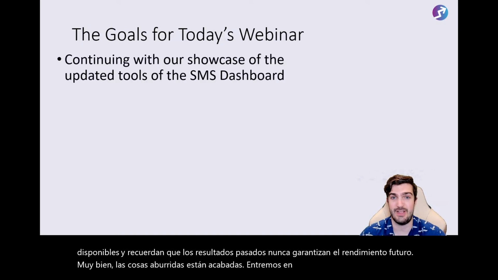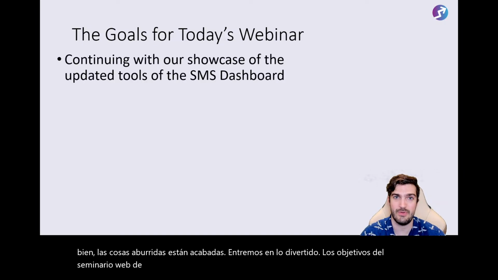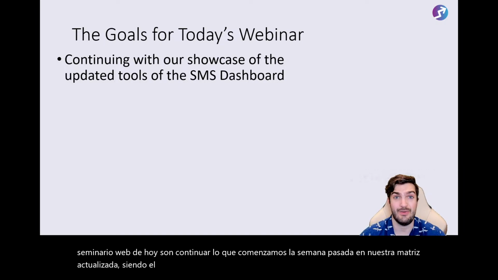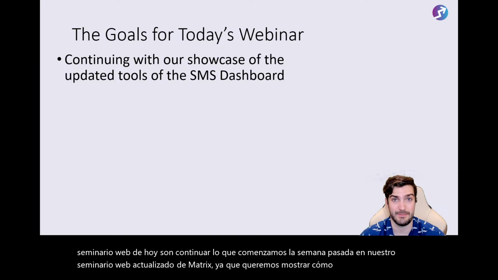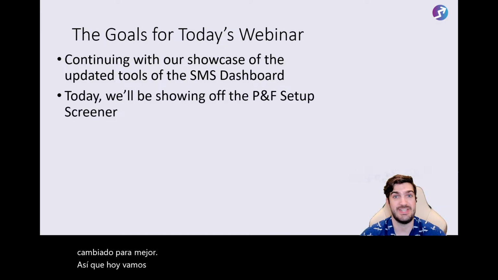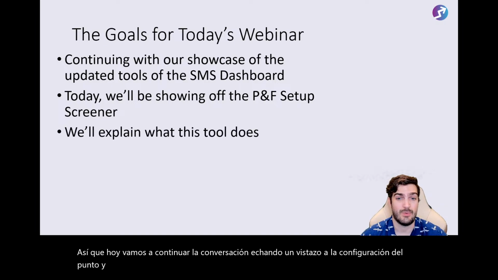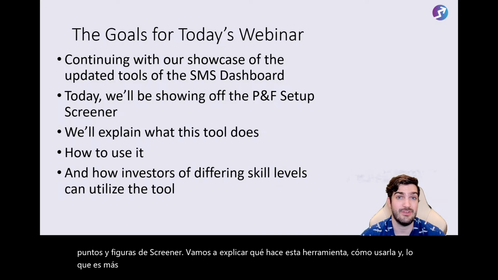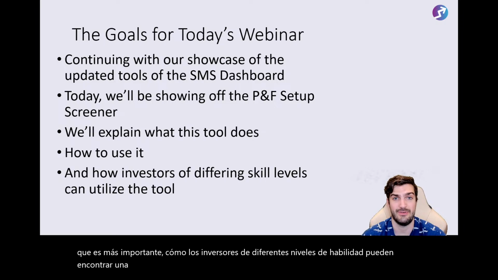The goals for today's webinar is to continue what we started last week in our updated matrix webinar. We want to showcase how these tools have changed for the better. So today, we're going to continue the conversation by taking a look at the P&F Setup Screener. We're going to explain what this tool does, how to use it, and more importantly, how investors of differing skill levels can all find a way to utilize this tool to help their investments.